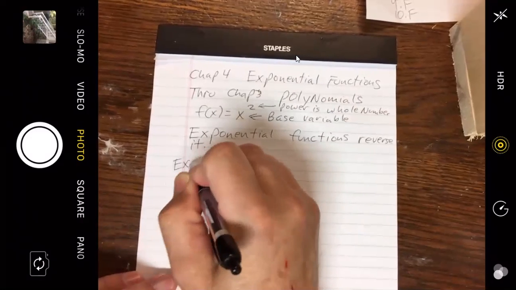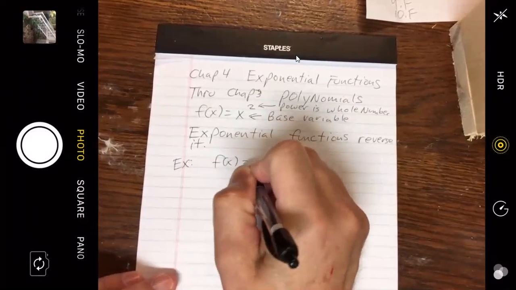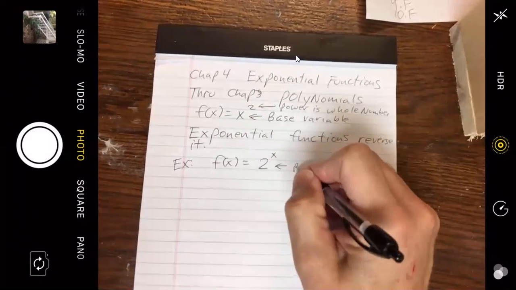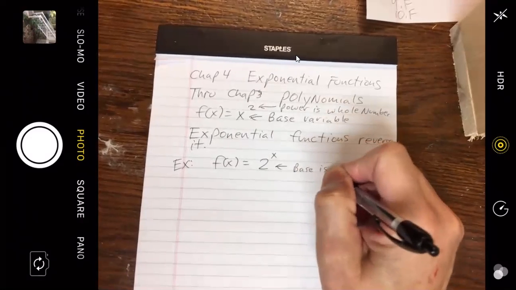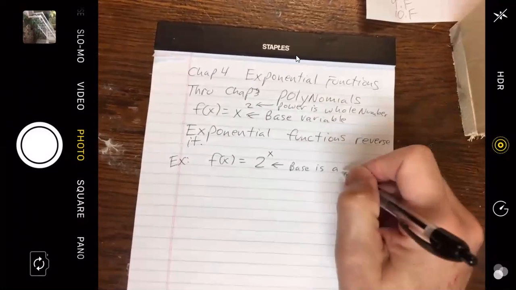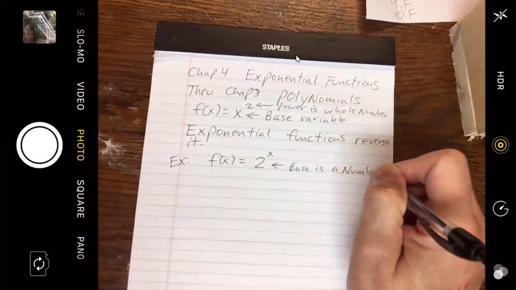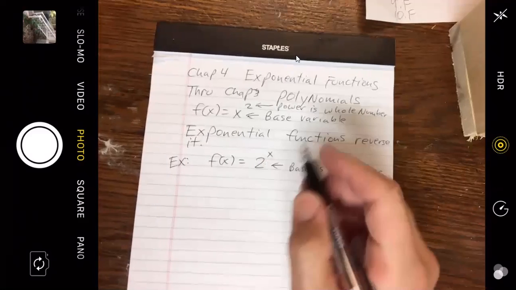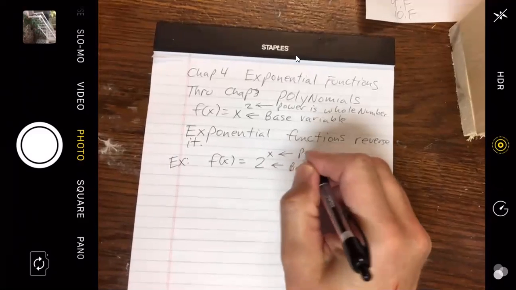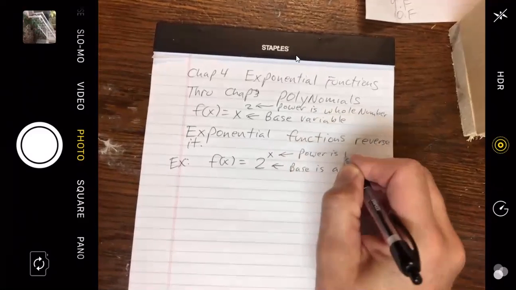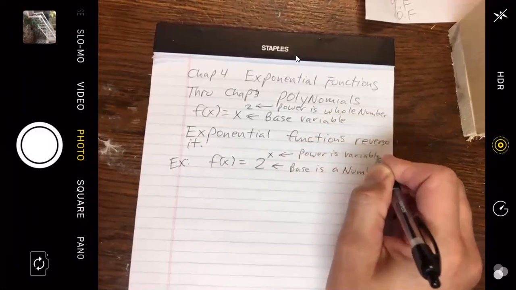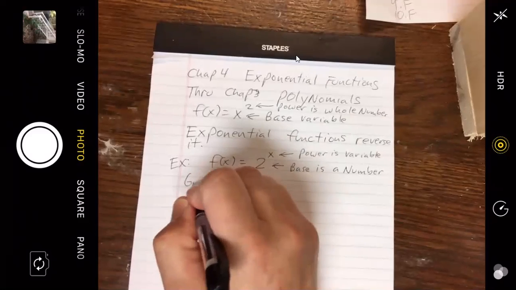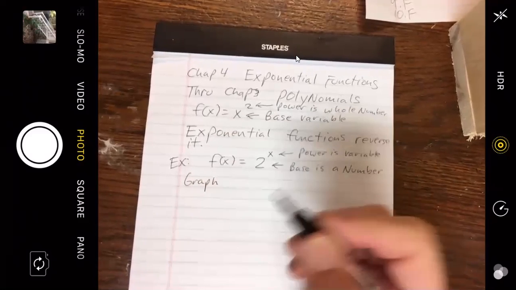So their first example they give you is f of x equals 2 raised to the x power. So your base is a number, and it doesn't have to be a whole number. In the word problems, they'll give you decimals and everything. But we start with something simple like whole numbers, and your power is variable.